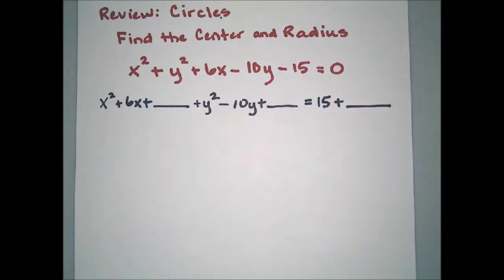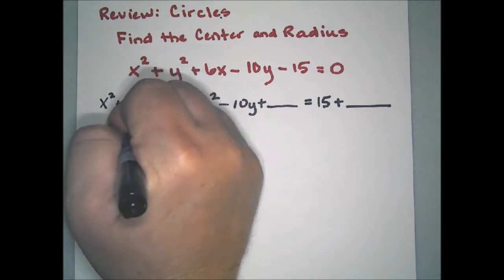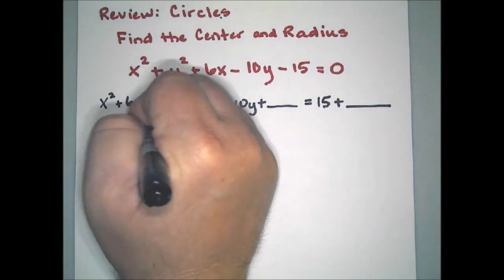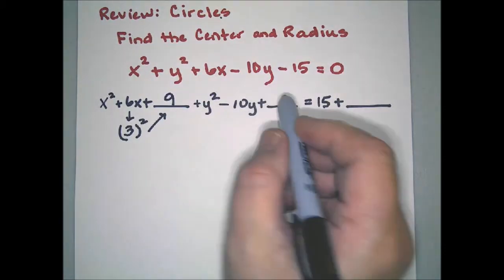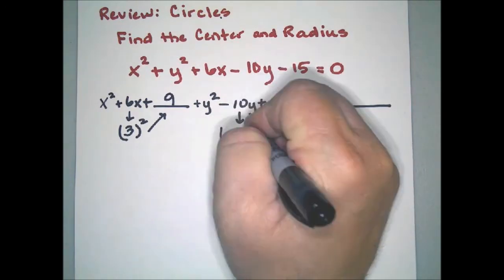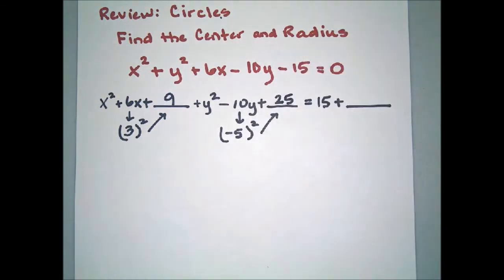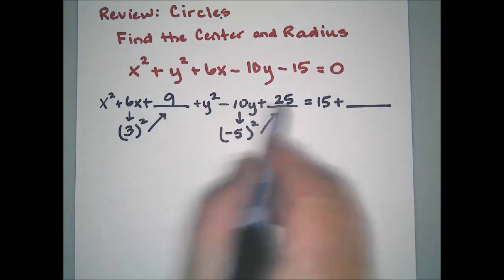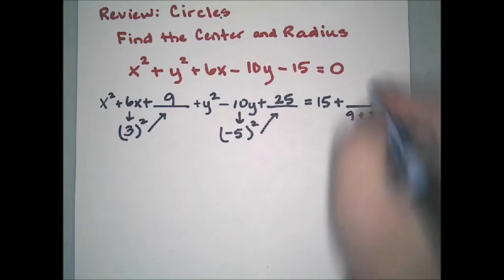So now we start the process of completing the square. For the x, take half the 6, which is the 3, and square it, and that makes 9. Do the same thing for the negative 10, which is the coefficient of the y. So take half of negative 10, which is negative 5, square it, and that makes 25. So what did I add to this side? 9 and 25, which makes 34.